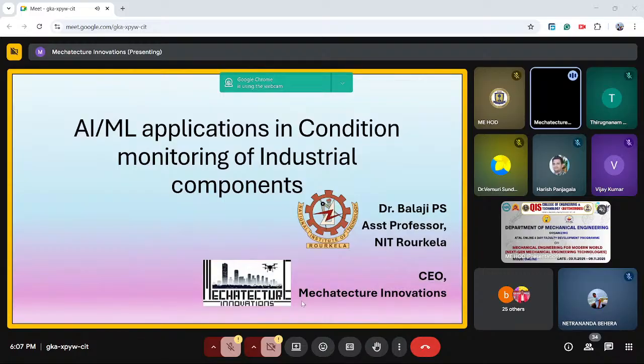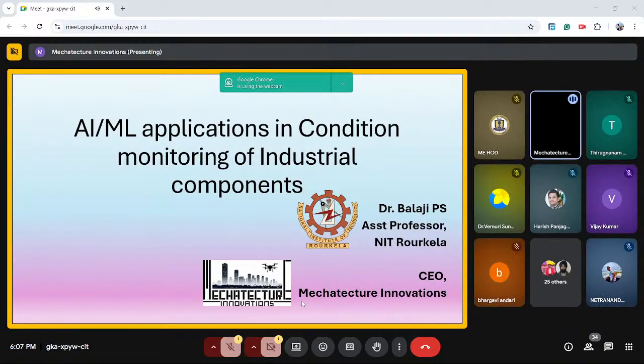Good evening, everyone. It's my pleasure to give my second presentation in this workshop. In the first presentation, we saw AI and ML applications in additive manufacturing, where we were focusing more on the advancements that came in additive manufacturing. But in this presentation, we will be focusing on AI ML application in condition monitoring of industrial components.